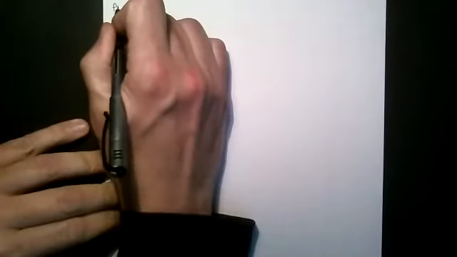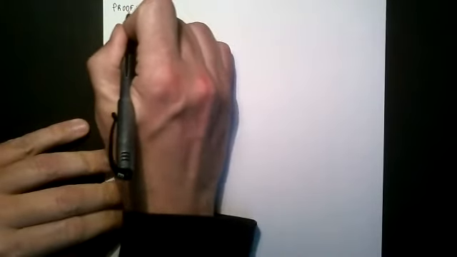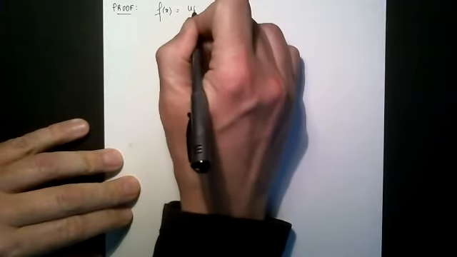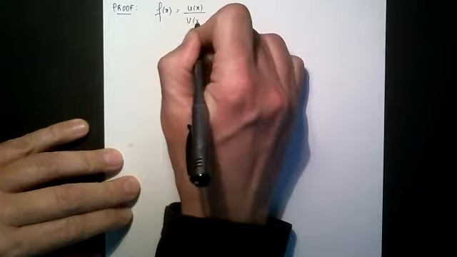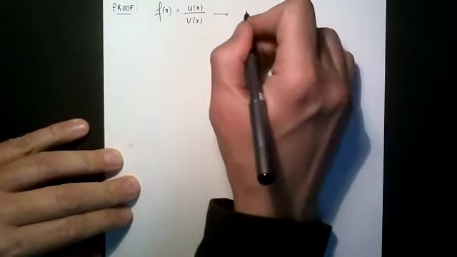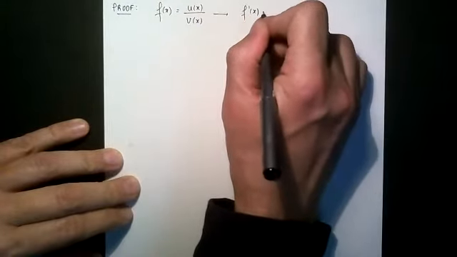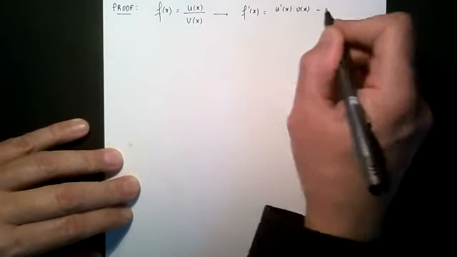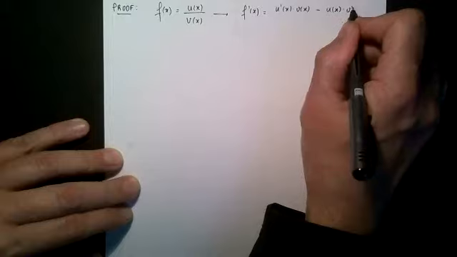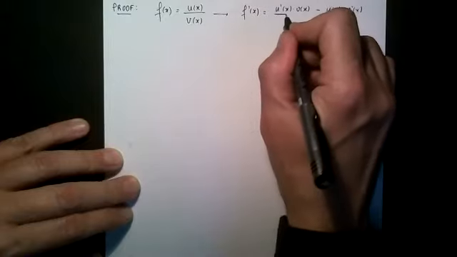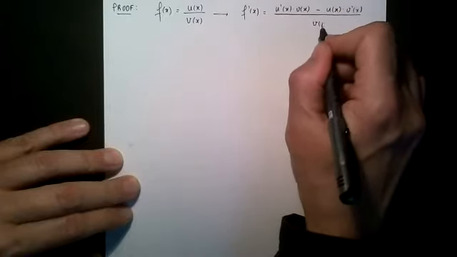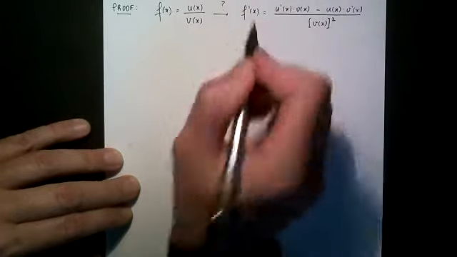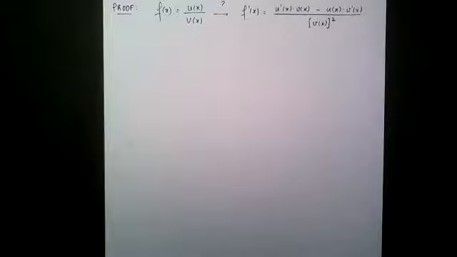So, proof of the quotient rule, which is that if f of x is equal to a division of two functions, u of x over v of x, then f prime of x will be u prime times v minus u times v prime, all over v of x squared. So this is what I'm trying to prove. That's why I put a question mark here.